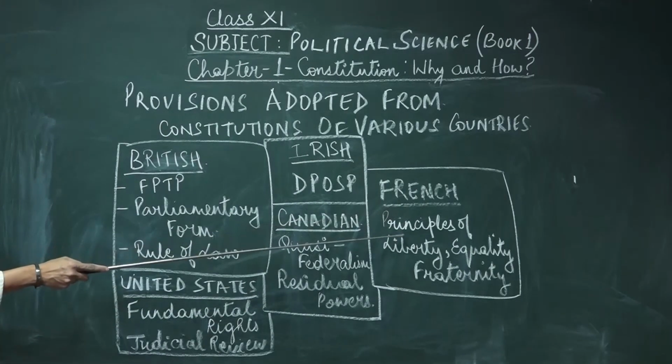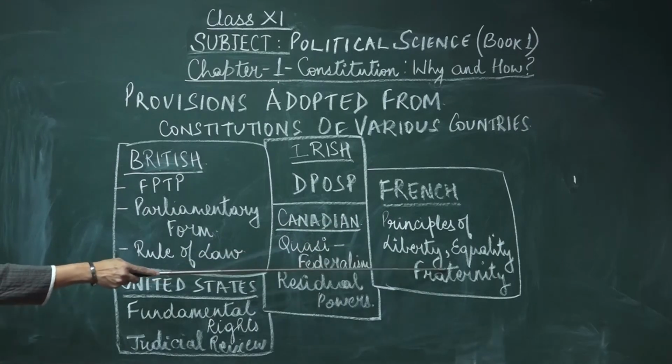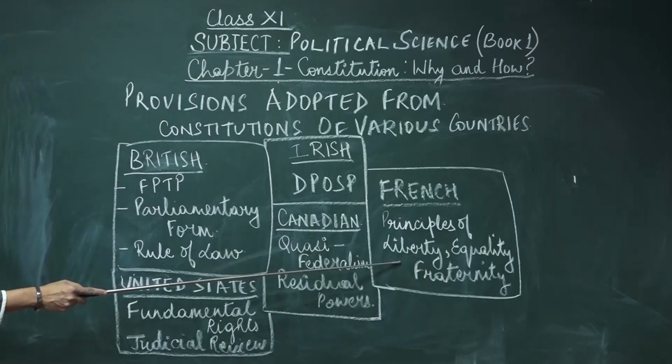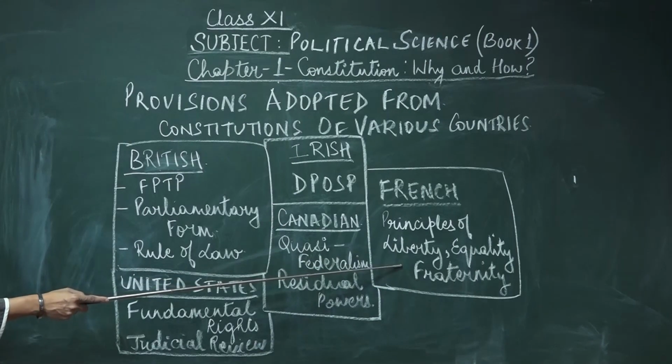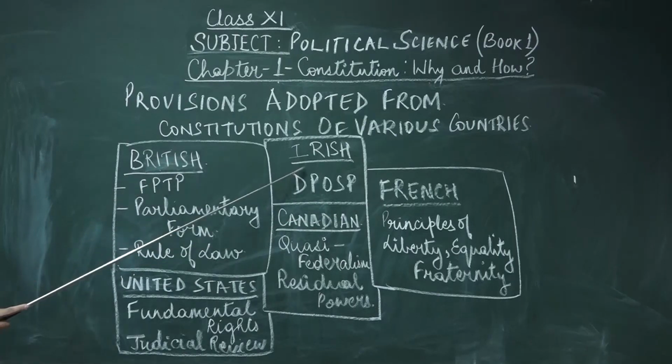The French gave us principles of liberty, equality and fraternity. These three words, these three principles found a place in our preamble. Preamble, the first page of our constitution, which is like a summary of our constitution. So these are the various constitutions from which our constitution borrowed the most important of the provisions so that our constitution could be rich and could meet all the requirements which the country needed.